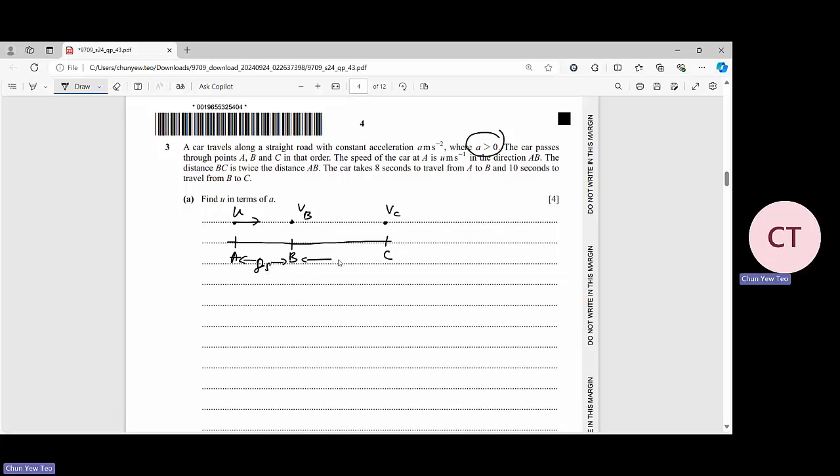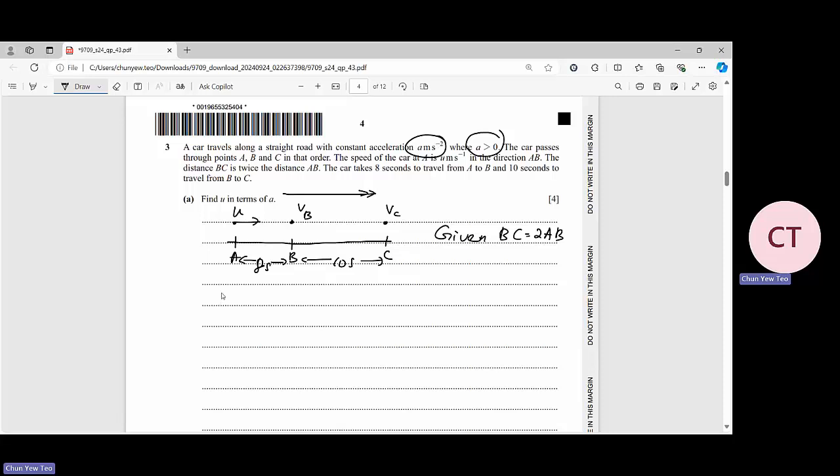Then from here to here, it will be 10 seconds. Okay, so given that BC is equal to twice the AB. Okay, so this is what we have. What you can do is that the acceleration throughout the whole motion is constant, a meters per second squared.